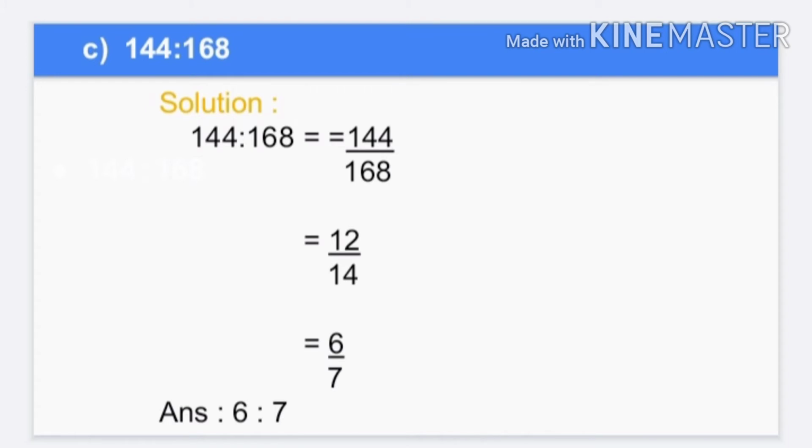C: sum 144 is to 168. Convert ratio into fraction. 144 is to 168 equal to 144 divided by 168. Cancel by 12 table. 12 12s are 144. 12 14s are 168 equal to 12 by 14. Cancel by 2 table. 2 6s are 12. 2 7s are 14 equal to 6 by 7. Ratio equal to 6 is to 7.